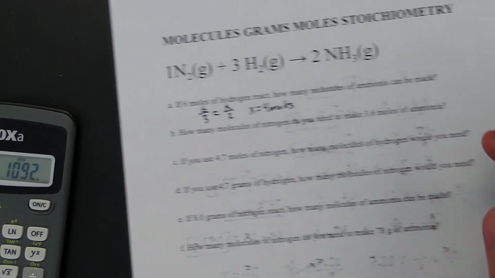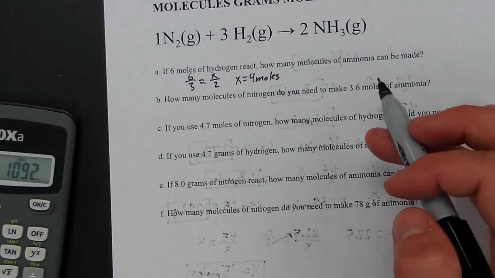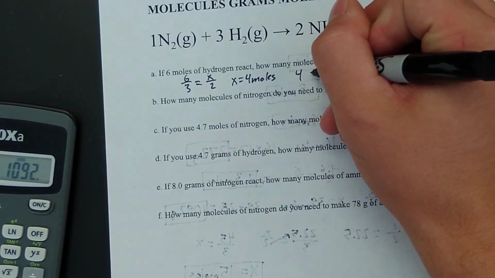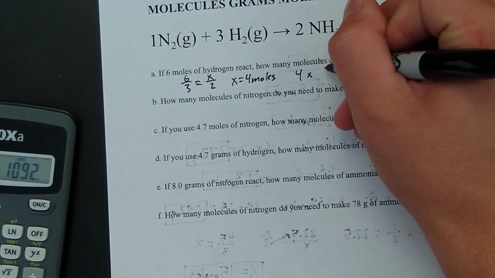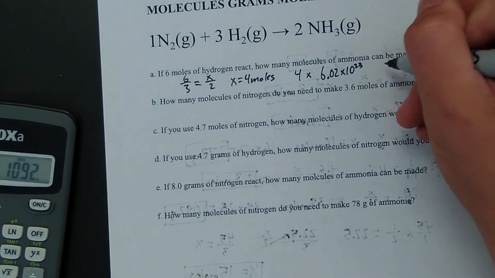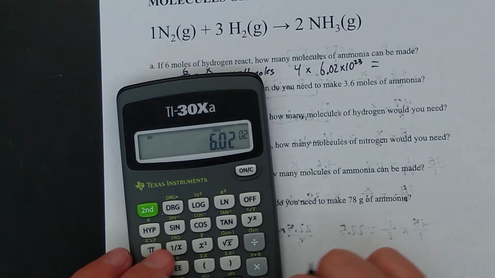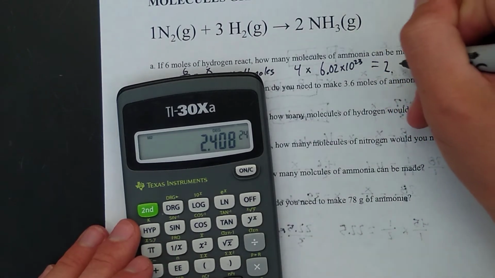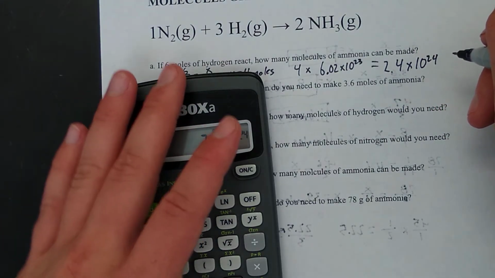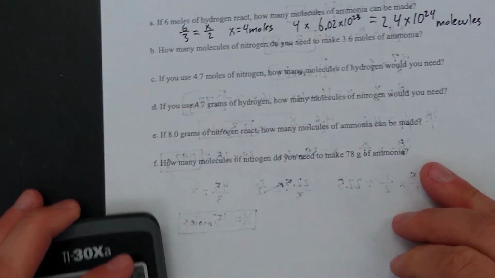Well, we all know that the proper number of molecules in a mole is 6.02 times 10 to the 23. So, since we have 4 moles of ammonia, we're just quite simply going to multiply 4 times 6.02 times 10 to the 23, and that is going to give you 2.4 times 10 to the 24th. You guys see how that works? Molecules. All right, let's go through these last problems.